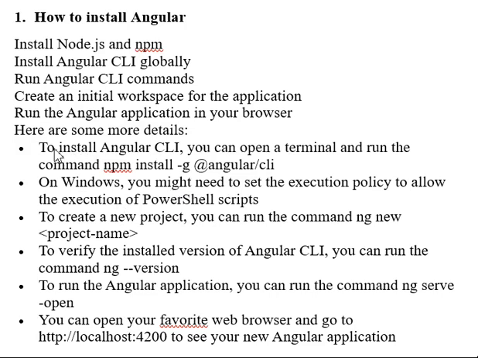You can see here, to install Angular CLI, you can open the terminal and run the command npm install -g @angular/cli, where -g means global. This command you need to run in your command prompt. You can install using the command prompt, or you can use Git Bash. There you can run this command also.